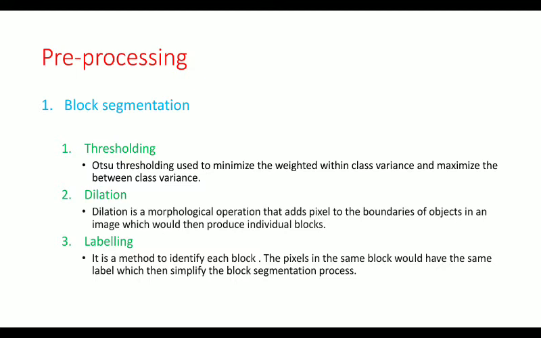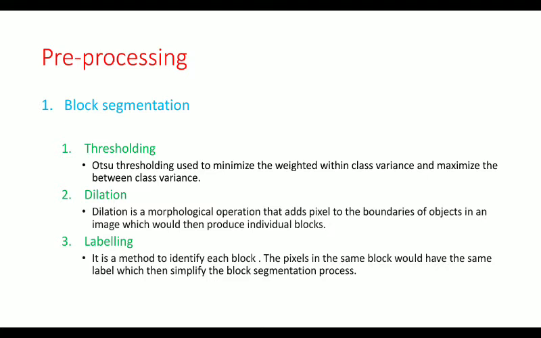Now pre-processing. The first thing in pre-processing is block segmentation. In this block segmentation step, firstly thresholding. Our scanned document needs to be thresholded using the Otsu threshold method. We know that the Otsu threshold method maximizes the between-class variance, and after that we need to use a process called dilation. This is a morphological operation and it adds pixels to the boundaries. So by adding the pixels we can produce individual blocks.